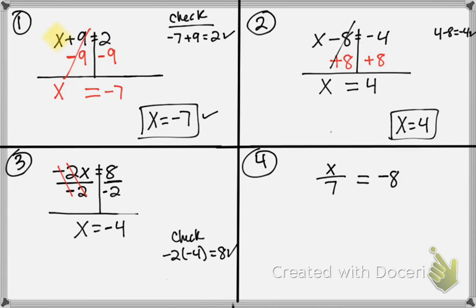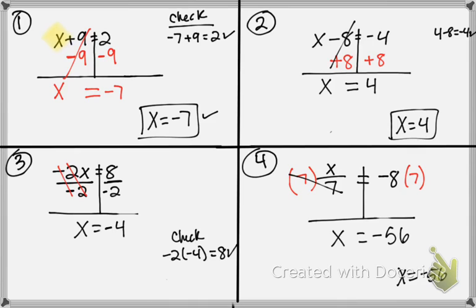Okay. Number 4, we have some division here. So let's go ahead and draw our line to separate our two sides. And on one side, we have division by 7. So I'm going to multiply by 7. And I have to do it on both sides. So when I do this, the 7s here cancel out. So I'm just left with an x on the left side. And on the right side, we can do negative 8 times a positive 7, and that's going to give me a negative 56. Okay, so here x is equal to negative 56.